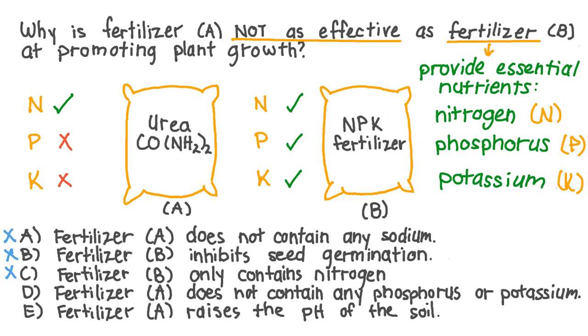Answer choice D says that fertilizer A does not contain any phosphorus or potassium. This is true. Fertilizer A doesn't contain any phosphorus or potassium, which are two of the three essential nutrients that we need to supply plants. So we found the correct answer, but let's take a quick peek at answer choice E. This one says that fertilizer A raises the pH of the soil. Fertilizer A, urea, does actually change the soil pH, but it slightly lowers the pH of the soil, not raises it. So as we said, answer choice D is the correct answer. Fertilizer A is not as effective as fertilizer B because fertilizer A does not contain any phosphorus or potassium.